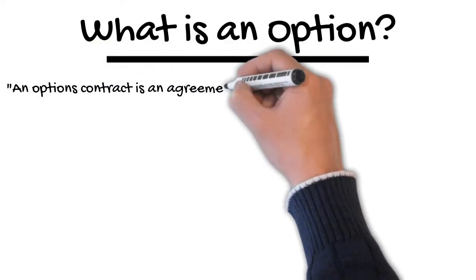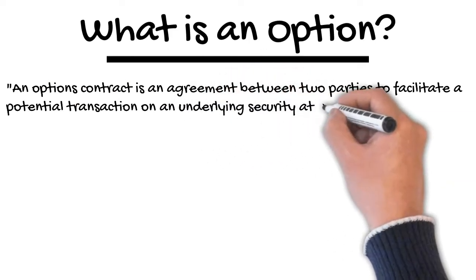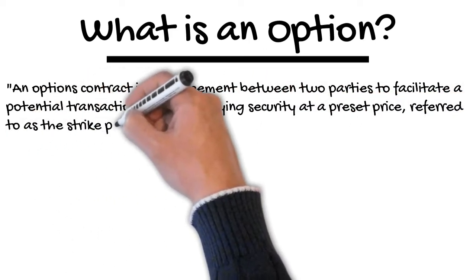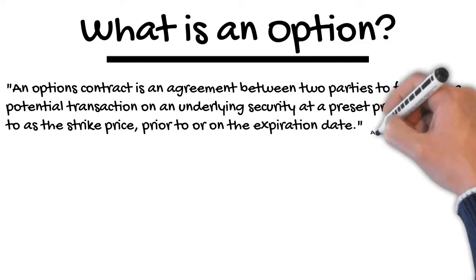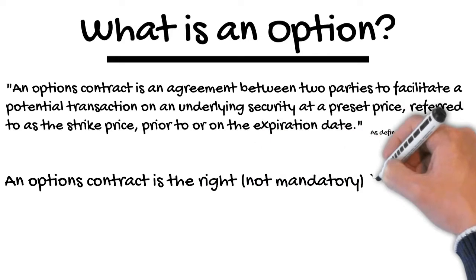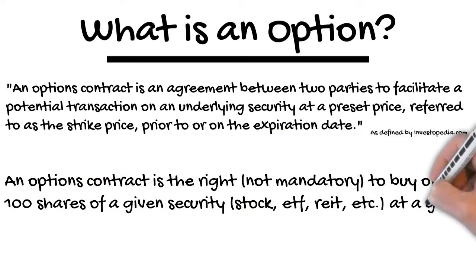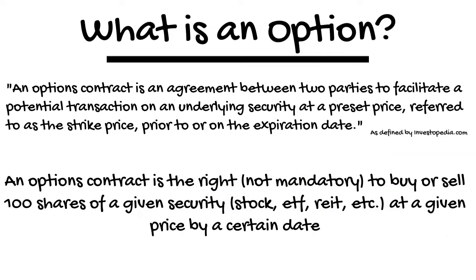What is an option? An options contract is an agreement between two parties to facilitate a potential transaction on an underlying security at a preset price, referred to as the strike price, prior to or on the expiration date. Essentially, an options contract is the right, and again, it's not mandatory, but it is the right to buy or sell 100 shares of a given security at a given price by a certain date. So you may have a few questions already, and that's okay. Just know that we will be going over expiration dates and what the strike price is in a minute when we look at the options table.